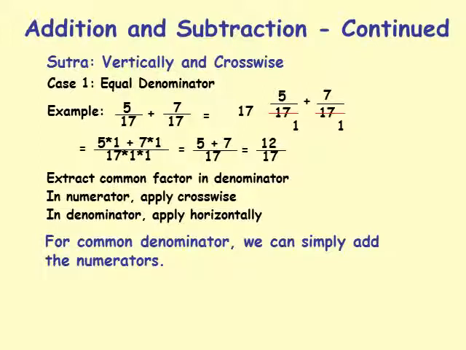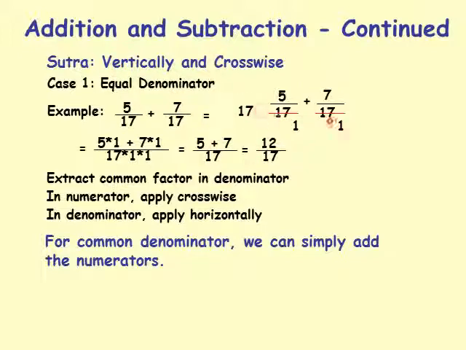Then we had to reduce that and extract our common factor. We can extract our common factor before, right here, and then we end up with 12 over 17, which is the same thing as 5 plus 7 divided by 17. So for a common denominator, we can simply add the numerators, and we can apply vertical and crosswise too. Vertical and crosswise applies even though a simpler way to solve these additions is possible in special cases. By common denominator, we can add numerators, but the sutra still applies.